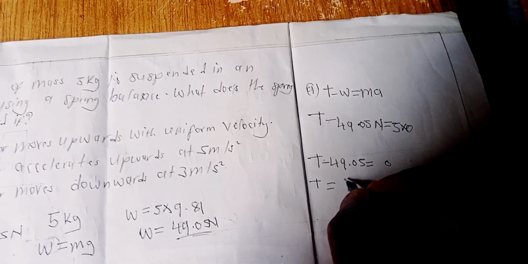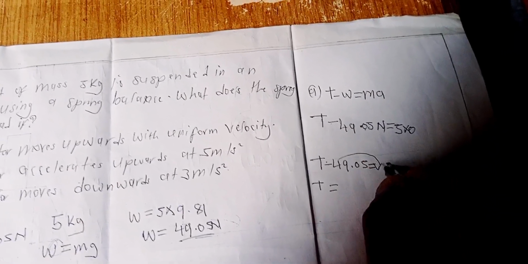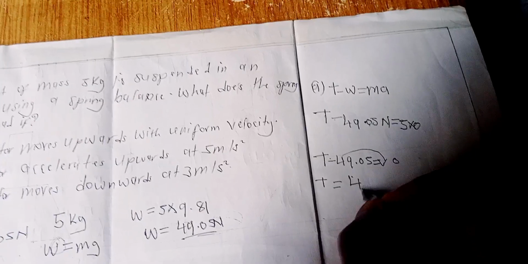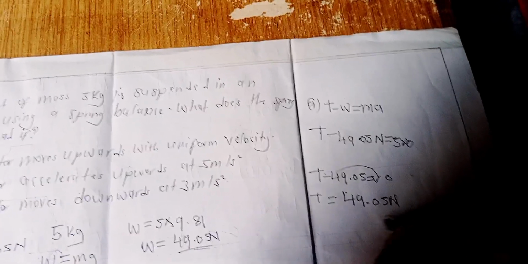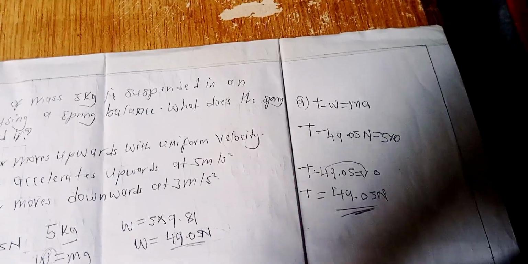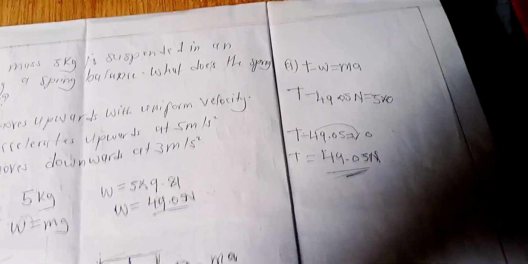So what is tension? Tension is equal to, this one will go to this side, and it becomes positive, so we say 49.05 newtons. So this is question A. We have answered question A. We are now going to question B.